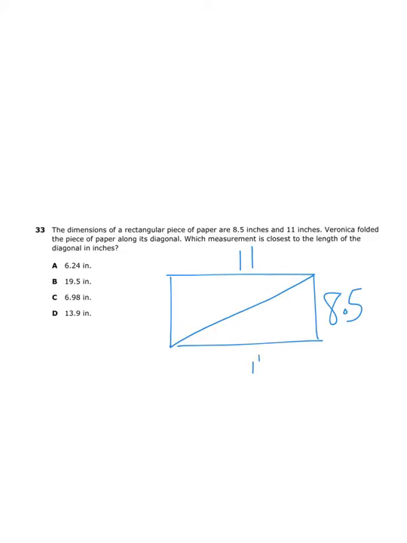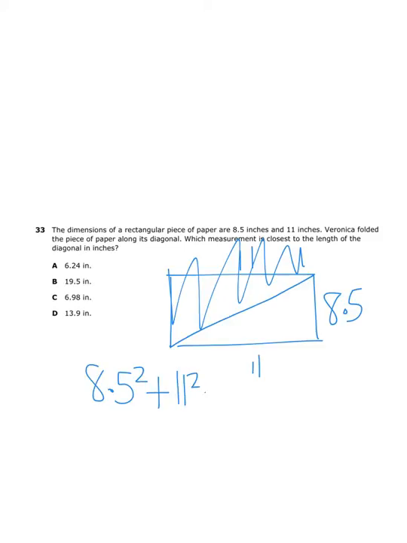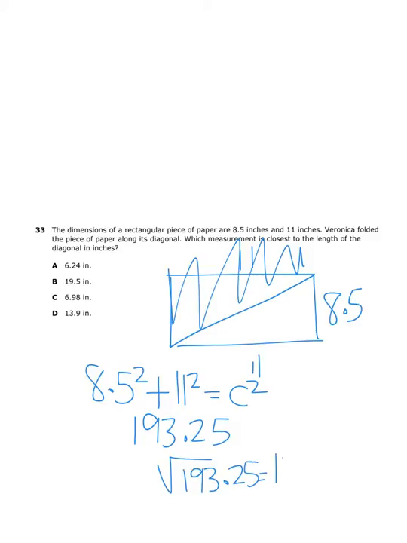Well, if you look at it, we're really just looking at a right triangle. So Pythagorean theorem to the rescue. 8.5 squared plus 11 squared. Right? That's going to give me my c squared. Add those together and you get 193.25. And then the square root of 193.25 is 13.901. So the closest thing to that is letter D.